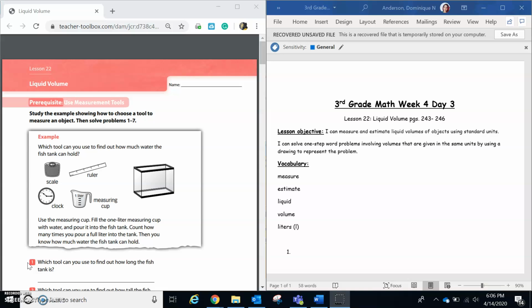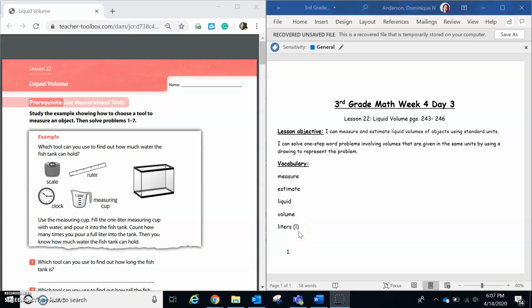Our objectives for today are: I can measure and estimate liquid volumes of objects using standard units. We're also working on I can solve one-step word problems involving volumes that are given the same units by using a drawing to represent the problem. Our vocabulary is measure, estimate, liquid, volume, and liters.